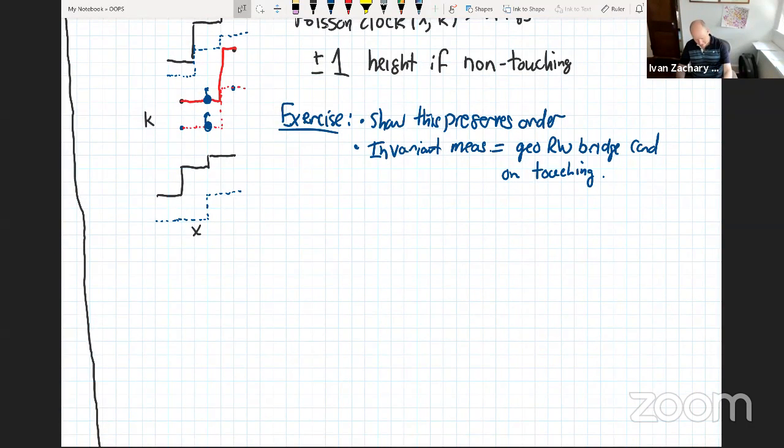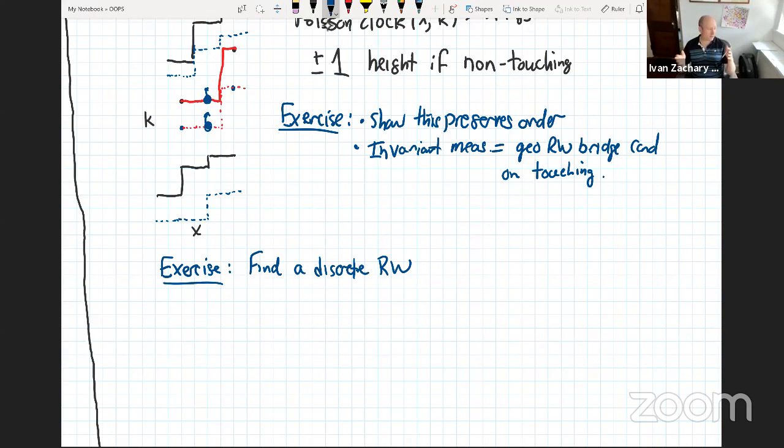But let me just give you an exercise which will help you appreciate that. So the exercise is to find a discrete time, discrete space random walk with, let's say, 3 different choices. You can do more if you want, but I at least have one that does it with 3, which violates stochastic monotonicity.